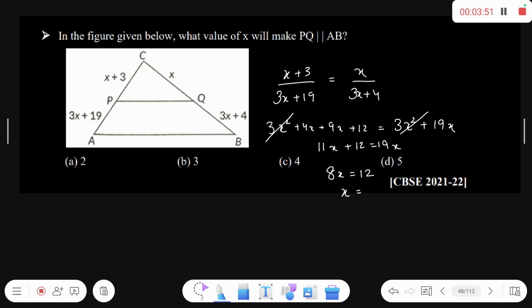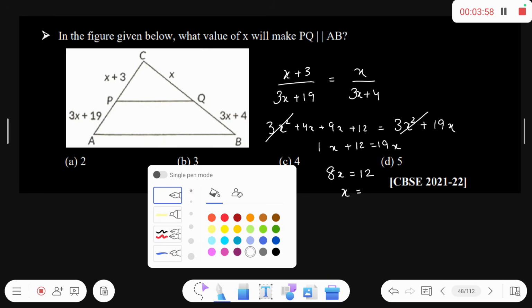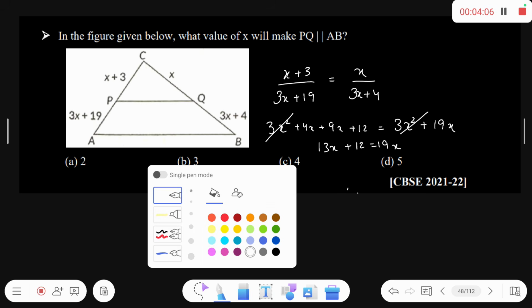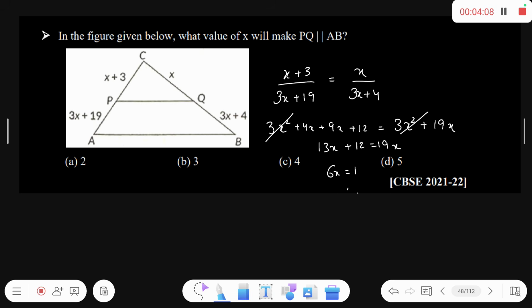Let me check, oh sorry, it is 13x. So 13x plus 12 is equal to 19x, or 19 minus 13 is 6, 6x is equal to 12, or x is equal to 2. So A is your answer.